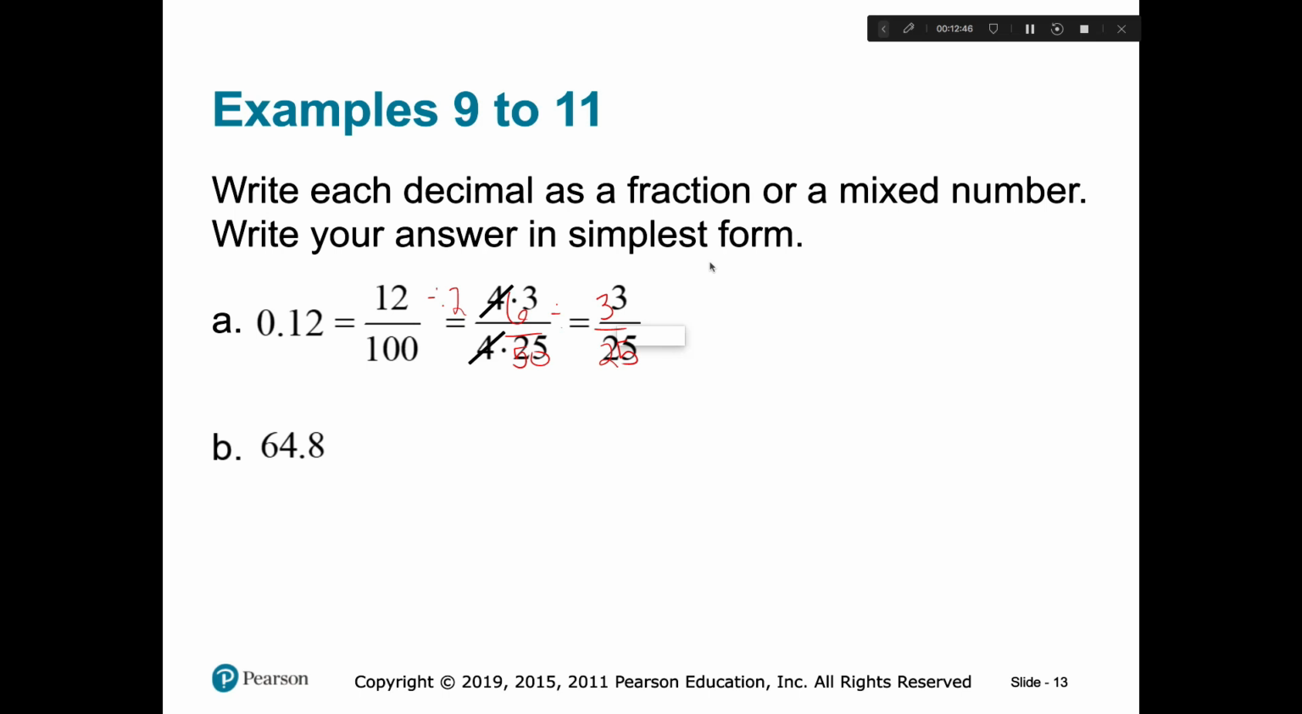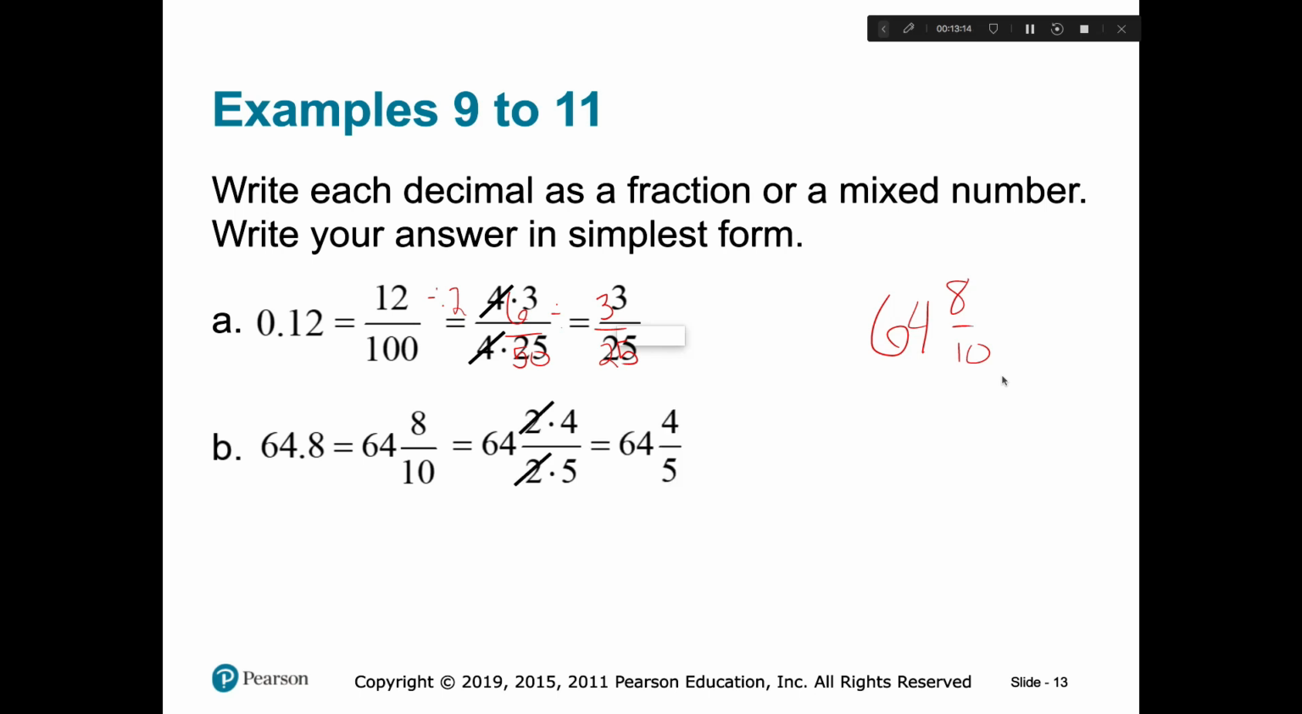64 and 8/10. 64 is a whole number. Okay. And then if I want to reduce that down, those are both even numbers. So what does it become? They both can be divided by 2, so it becomes 64 and 4/5.